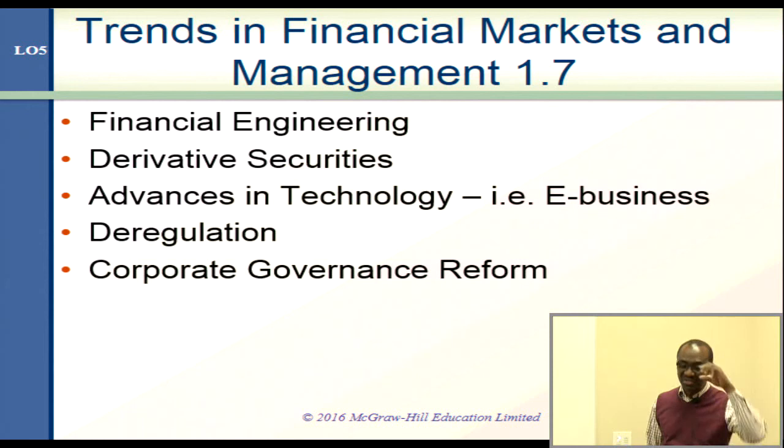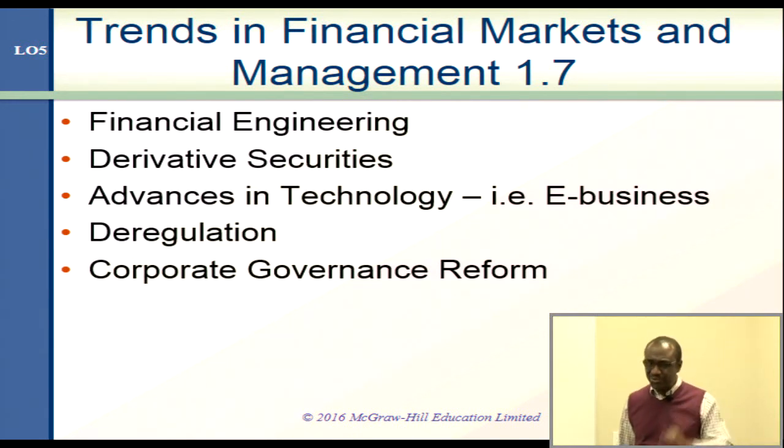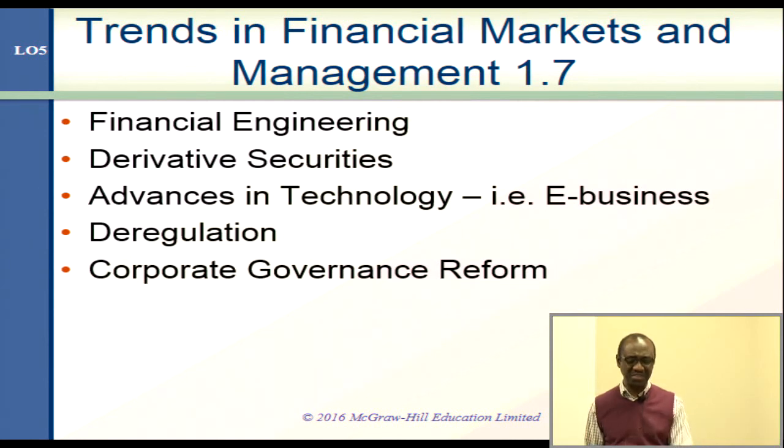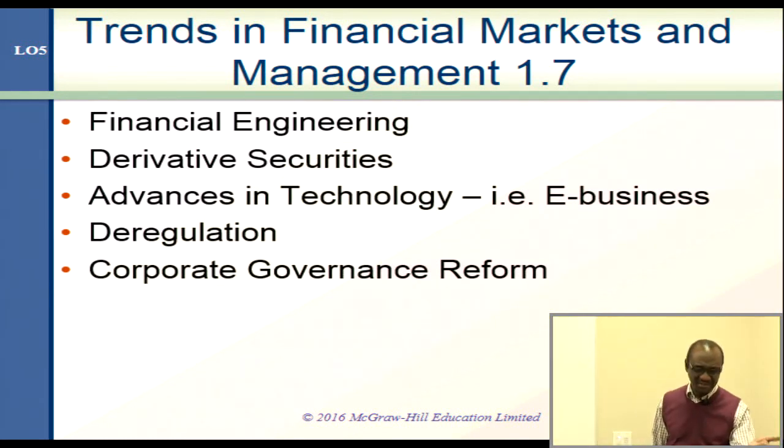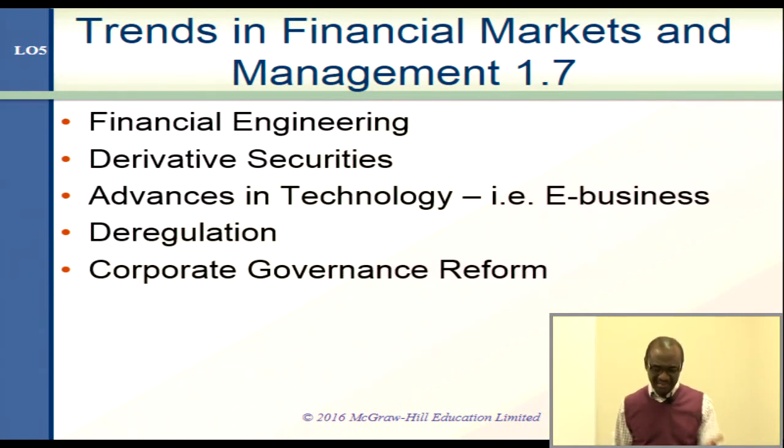The other one is corporate governance reform. Corporate governance is the way that organizations are managed and controlled. This is one of the new reforms that came into being, typically targeted at corporate misbehavior as a result of the Enron scandal. And as such, we have the Sarbanes-Oxley Act of 2002, which typically guides the ways and manner in which organizations are managed and controlled today.